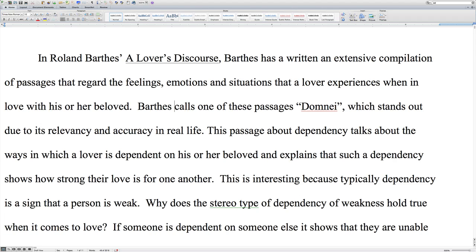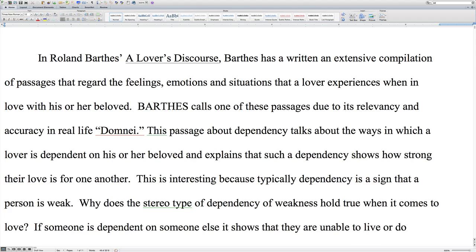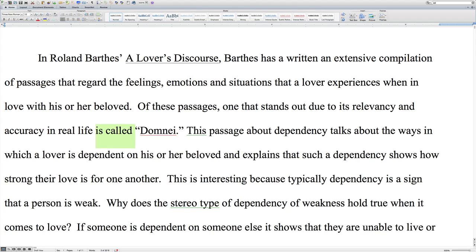If you go back to the original and we look at that, you'll see that calls. Of these passages, one that stands out due to its relevancy and accuracy in real life is called, by whom? We don't know, is called Domne. So in this situation, there is no agent, no actor, no active participant doing that calling. It's just this calling has happened mysteriously by somebody or something, and we don't know what it is.